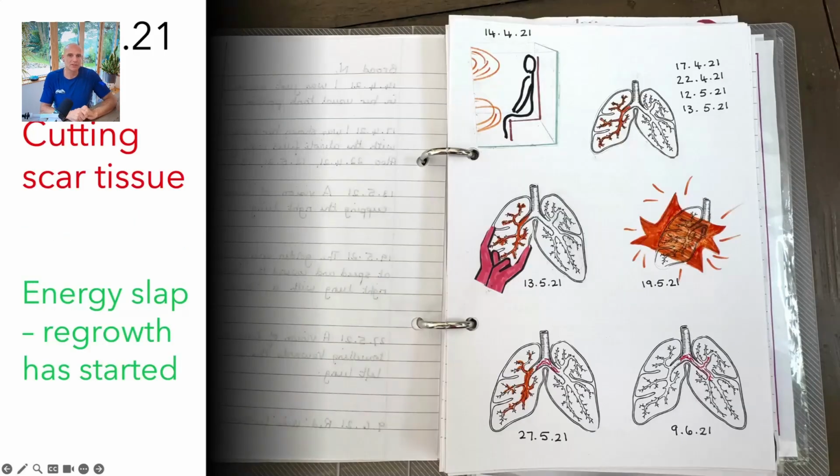So now we've got more healing energy, which is cutting scar tissue away on the top diagram there. Then we've got these hands cupping the lungs. Not sure what that refers to exactly, but it's a similar drawing to the top one. And then we've got this big slap of energy, that big dollop of energy going to the lungs.